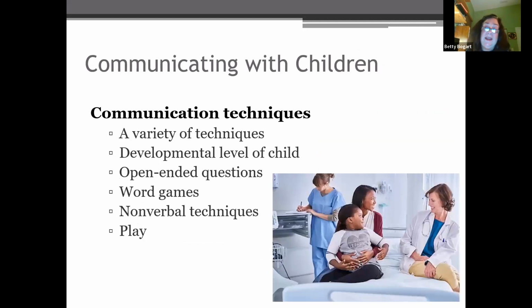Talking with children can be difficult. So what do you do? When you walk into a young child's room, don't think you can walk up and just start listening to their chest, doing an assessment and talking with them. It's not going to happen. But if you walk into the room and go, hey, you have a Batman shirt on. I just got one for my grandson. That's the coolest thing ever.